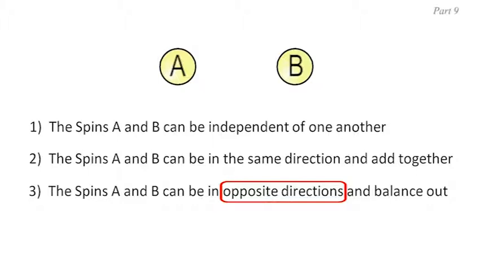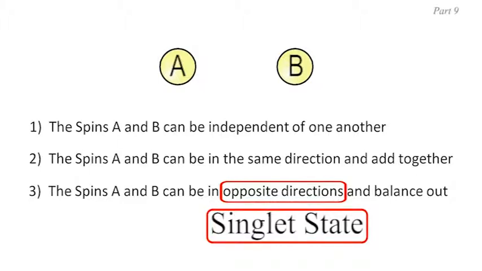This is called the Singlet State, and is probably the most sensible one for us to discuss in more detail as an entangled state. It's certainly the most relevant to the way in which we posed the early question of entanglement way back in video number 1.